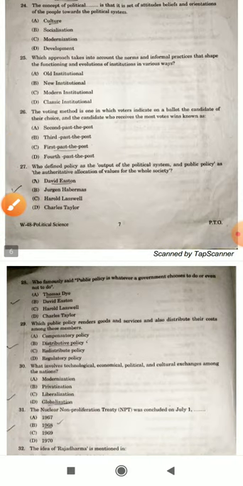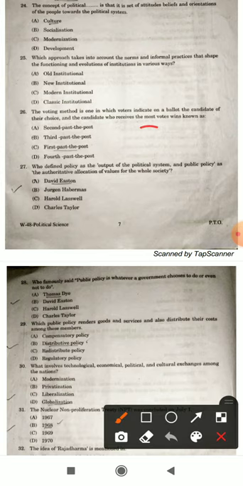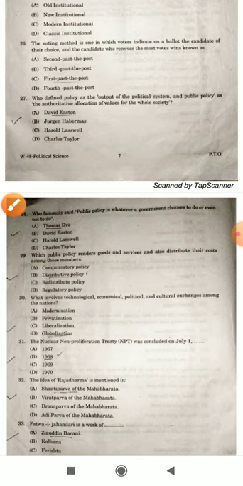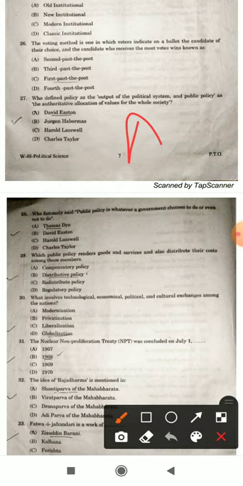Question number 26. The voting method is one in which voters indicate on a ballot the candidate of their choice and the candidate who receives the most votes wins, known as blank. Answer is C, first past the post. Question number 27. Who defined policy as the output of the political system and public policy as the authoritative allocation of values for the whole society? Answer is A, David Easton. 27, the answer is David Easton.